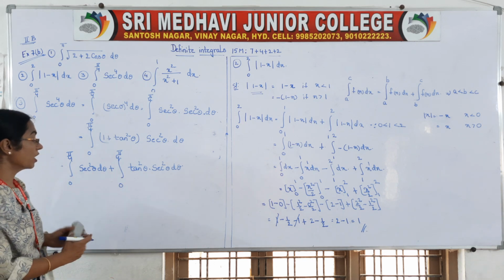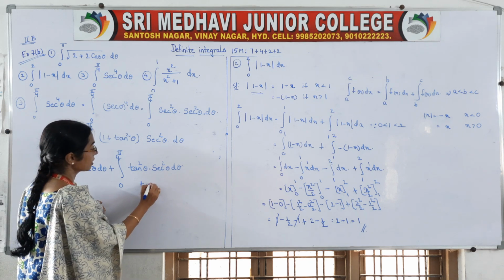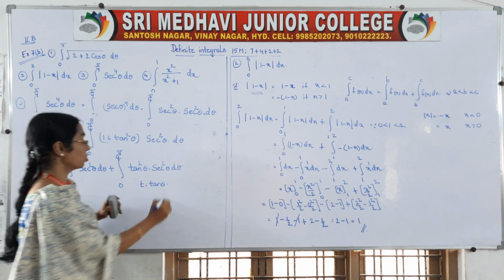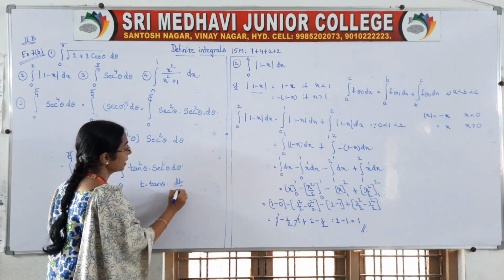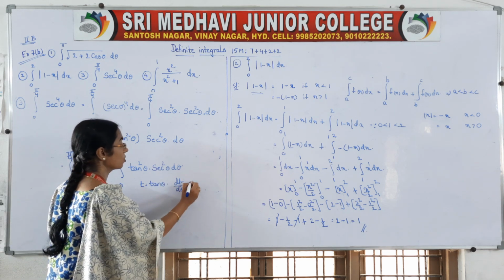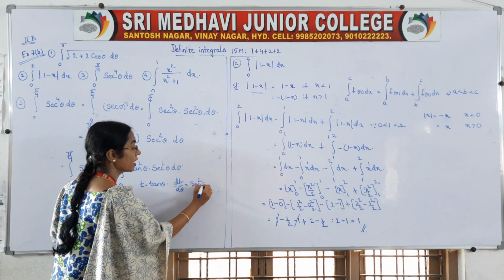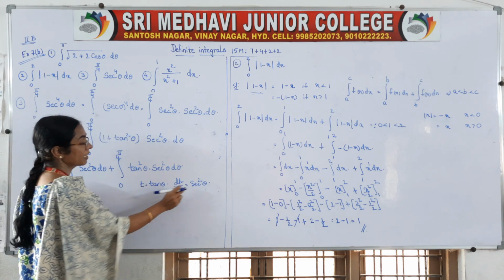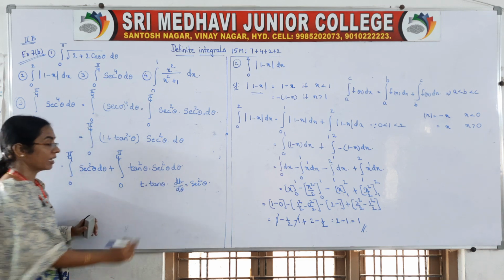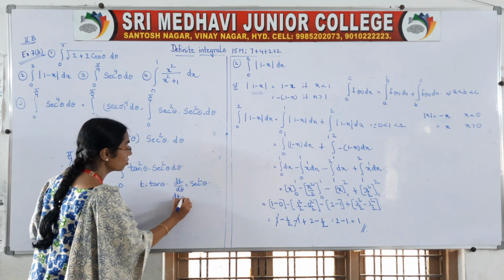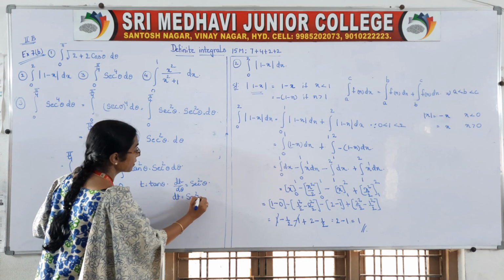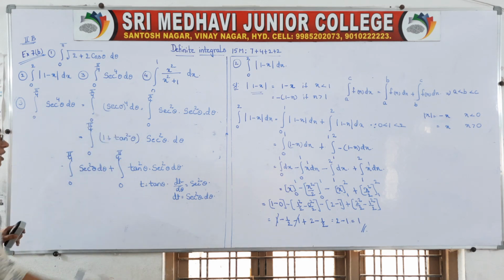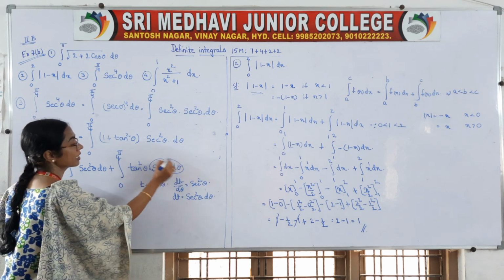But here we have to take t is equal to tan theta. Then dt by d theta is equal to secant square theta. So the derivative of tan theta is secant square theta. So what will be your dt now? dt is equal to secant square theta into d theta. So you got this as dt, right?